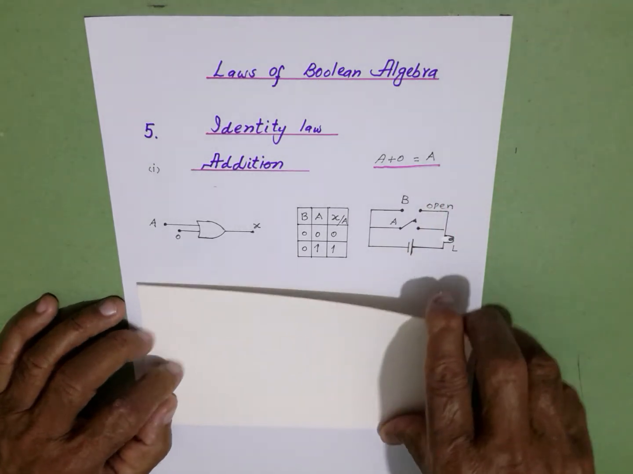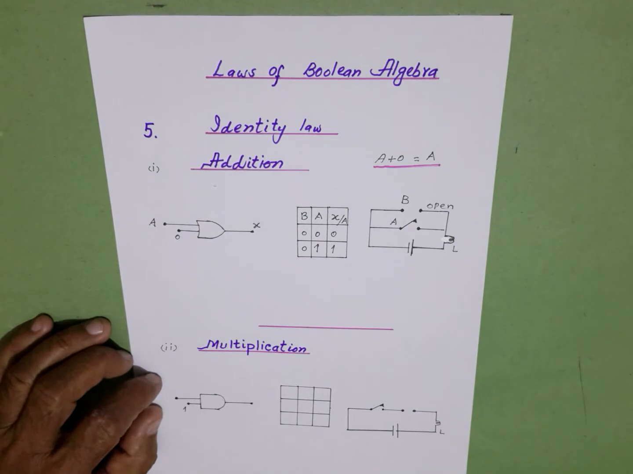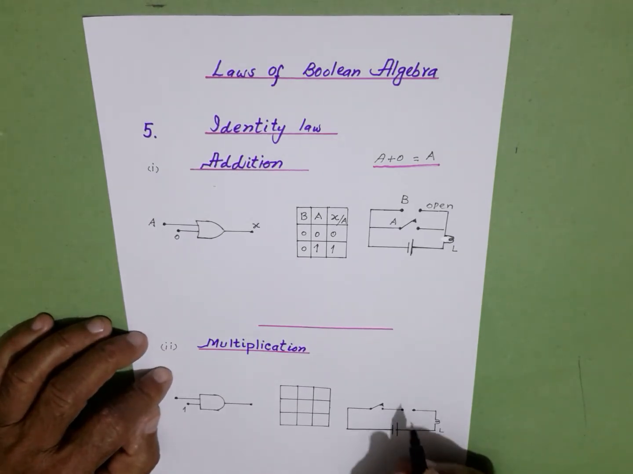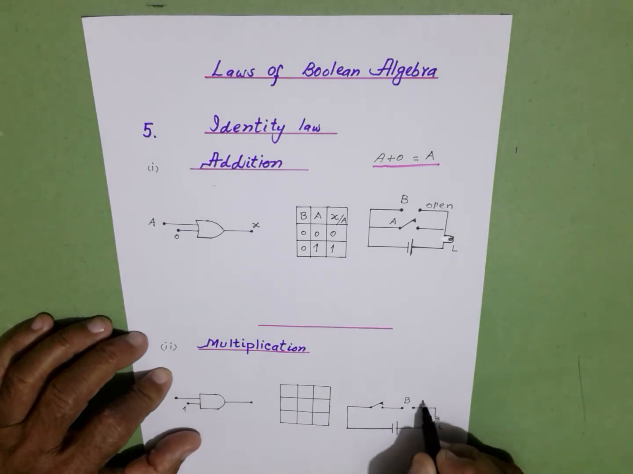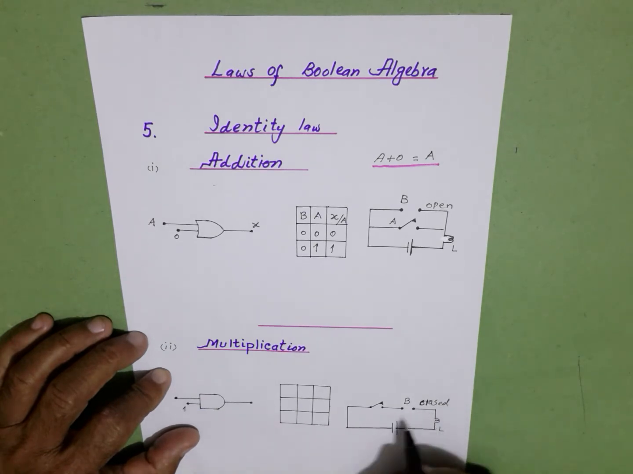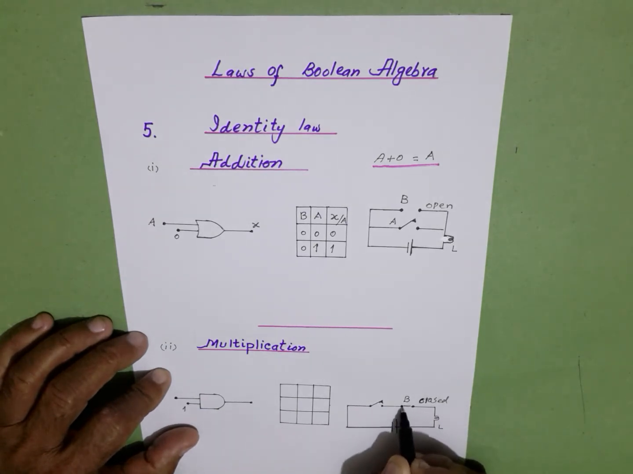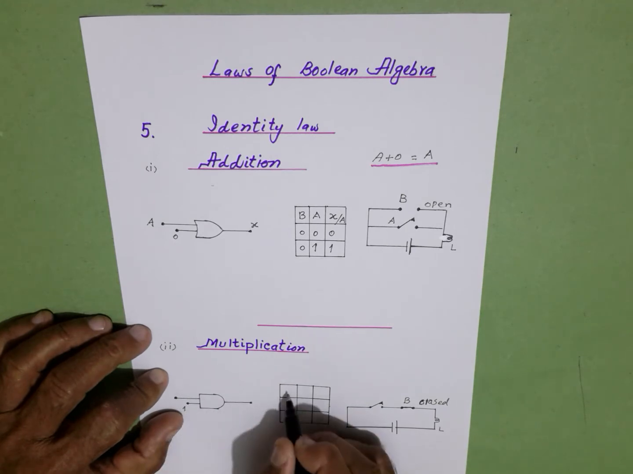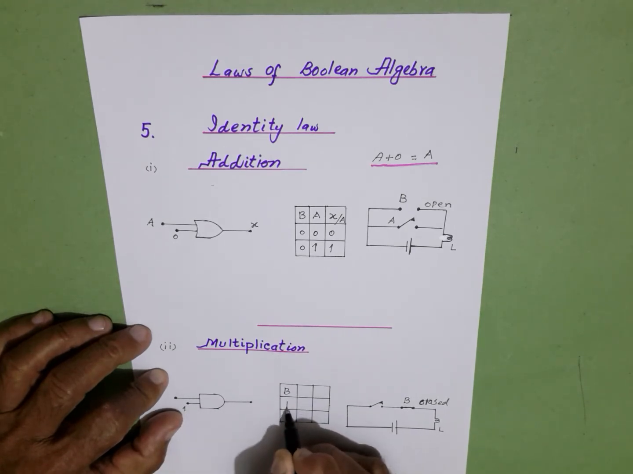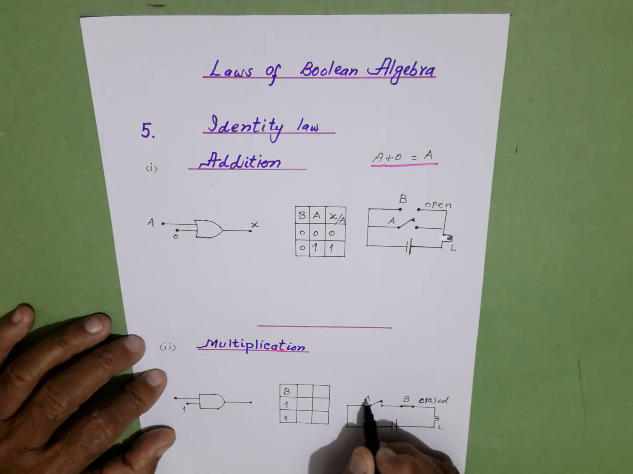The second is multiplication. In this condition, the switches are in series. This is switch B and it is closed. A closed switch is nothing but 1, so B is 1 here. This is switch A.